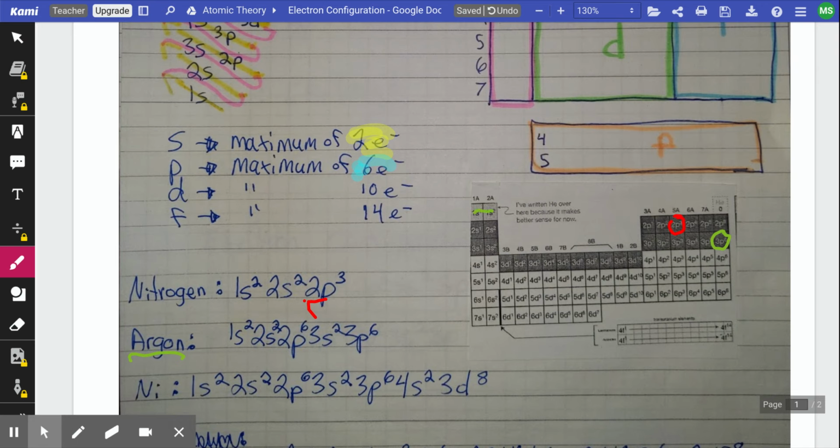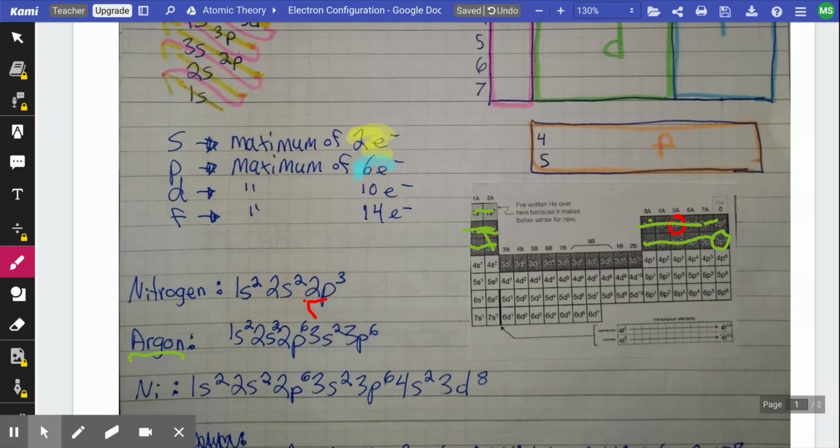I start here and I go 1s2. Sorry, my stylus sucks. 2s2. I filled completely 2p6. I filled 3s2, and then I'm just following numerically across the periodic table, and I get all the way over here to 3p, and it's at 3p6. So that means that the 1s orbital is full, the 2s orbital is full, the 2p orbital is full, the 3s orbital is full, and the 3p orbital is also full.